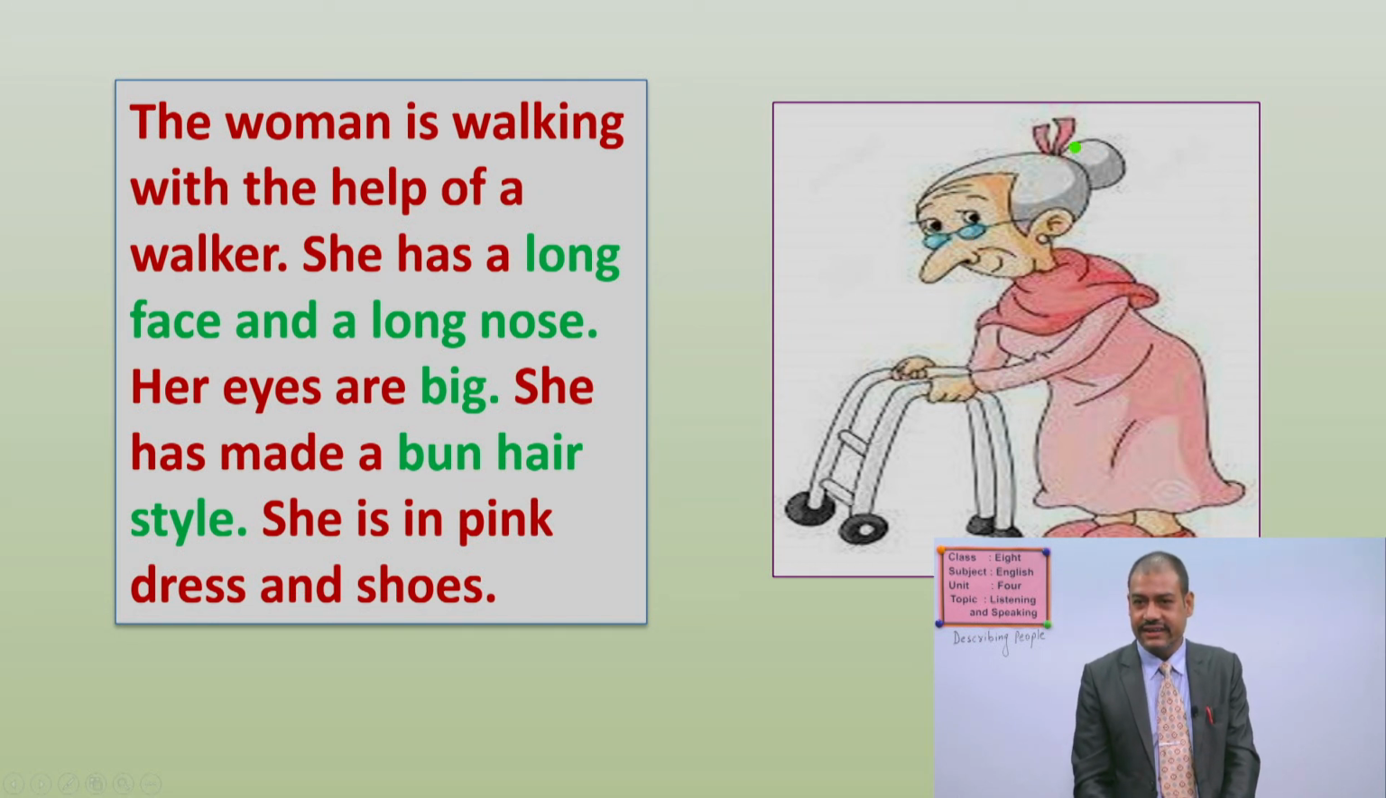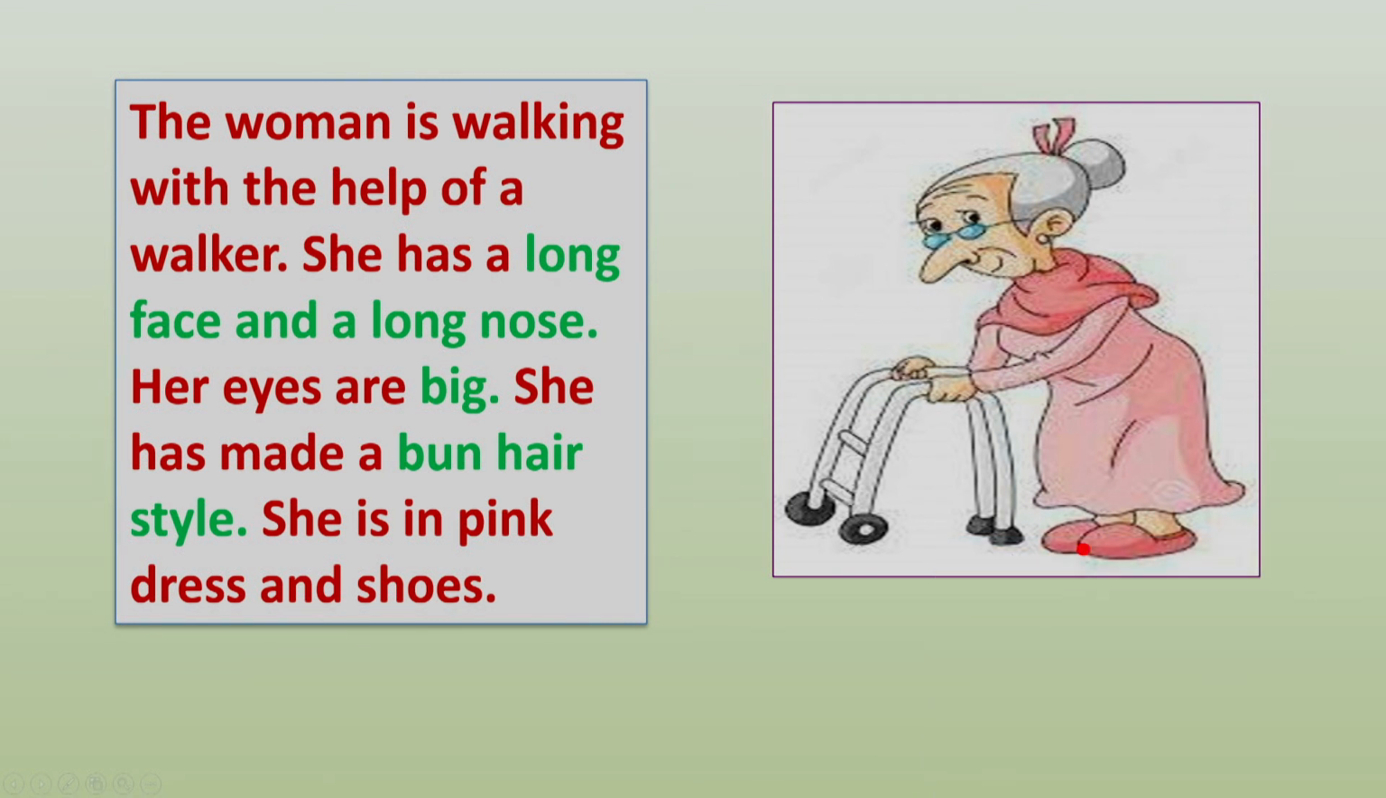Look at her hairstyle. Bun hairstyle. Okay. She is in pink dress and shoes. See the color of her dress. It is pink and the shoes are also in pink color. This is how I describe this woman. All right.